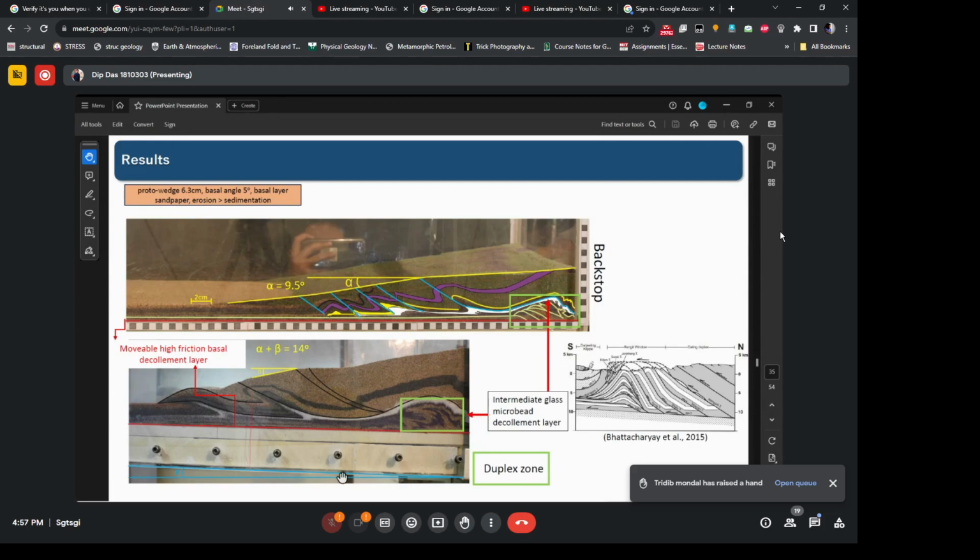Yes. That is okay. That is fine. But how far are the boundary conditions of your model applicable to the Himalayan situation? Yes, sir. That I need to study more. Then you must have some sort of mechanism which gave rise to that proto-wedge before the formation of the Himalayan duplex, and what produced that proto-wedge in the Himalayas?